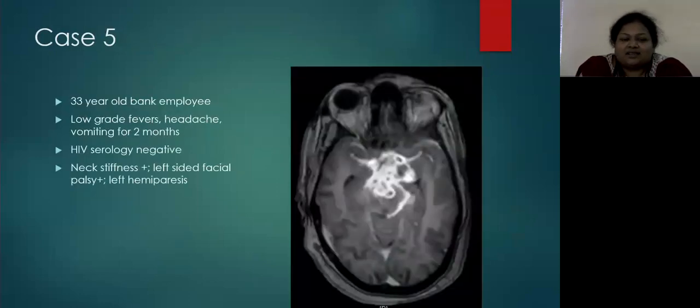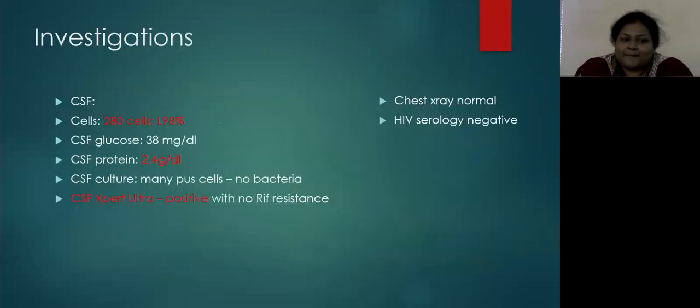Okay, this is a 33-year-old man with low-grade fever and headache for 2 months. HIV is negative. He has neck stiffness, left-sided facial palsy, and left hemiparesis. 280 cells, glucose is 13, 2.4 gram protein, and his CSF Xpert came positive.